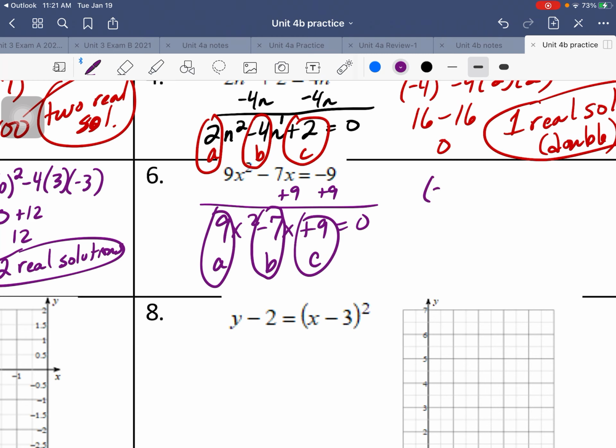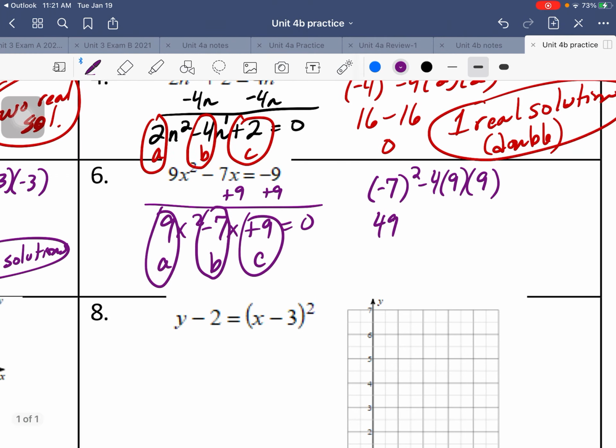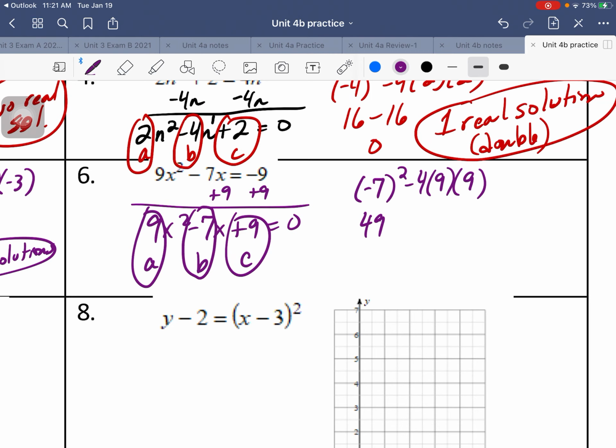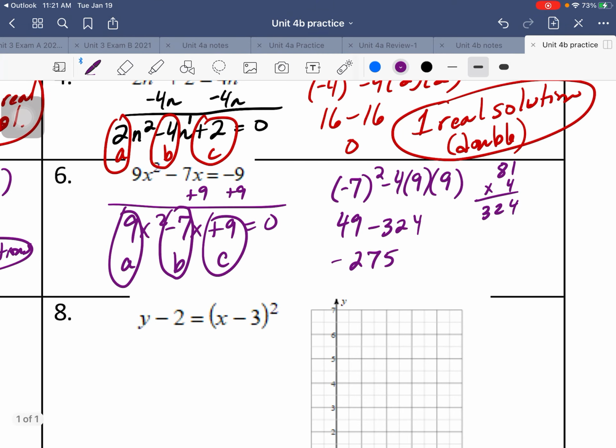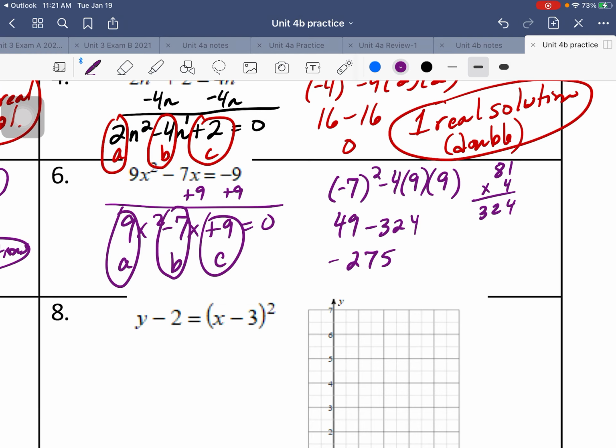So we do negative 7 squared minus 4 times 9 times 9. 49. Oh, I don't know what 81 times 4 is, and I know it's negative 4, 324, so minus 324. I can tell you that is definitely a negative number, so I believe it's negative 275. Again, I don't have a calculator, so I'm just doing that quickly in my head for time. And that's a negative number. I guarantee it's a negative number, so it's going to be two complex solutions.